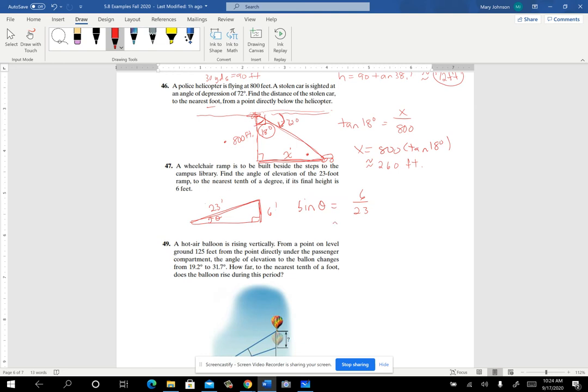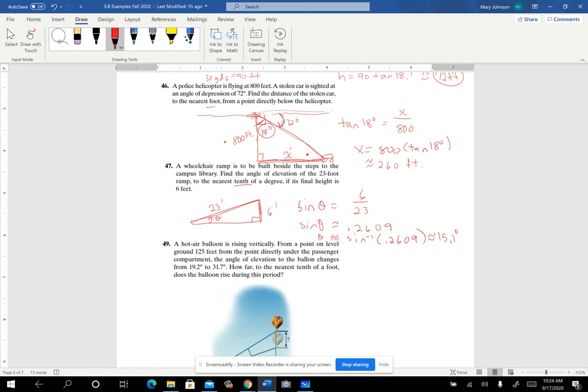6 divided by 23 is about 0.2609 if I round to 4 decimal places, but I actually keep them all in my calculator. And then when I do this part to get theta, I don't just use 0.2609, really. I've got all the rest of it on my calculator. I just do second sine to get sine inverse, and then I do second function to bring up my answer that I had before. So it's actually more than just that. And to the nearest tenth of a degree, this turns out to be 15.1 degrees.